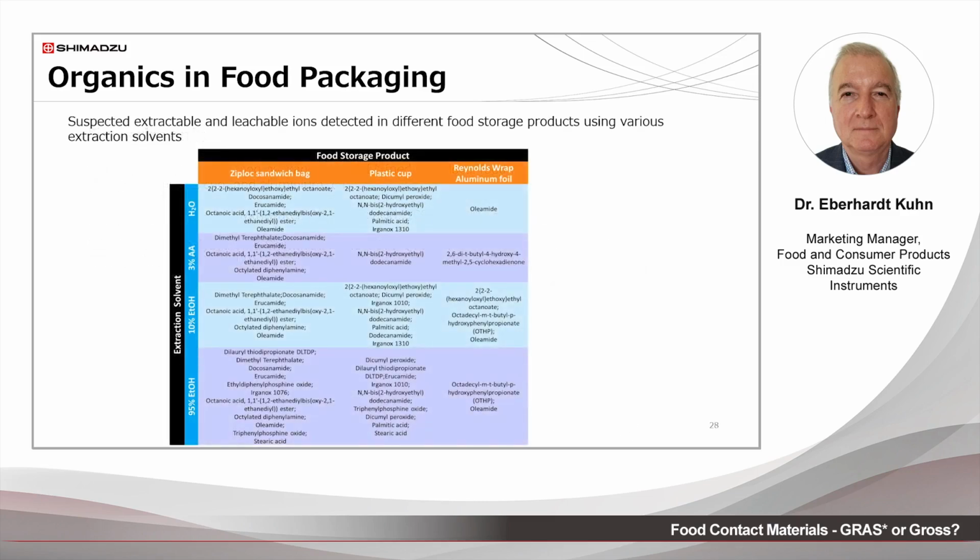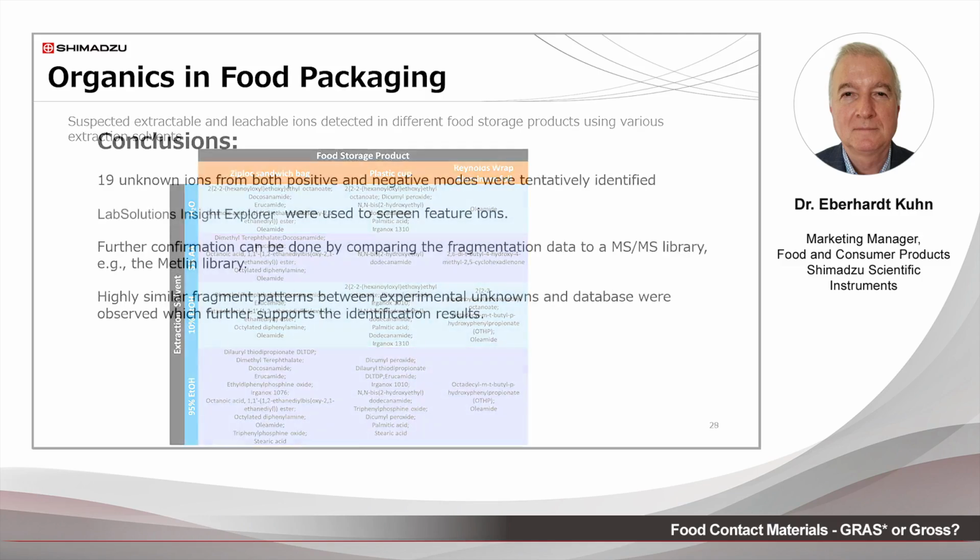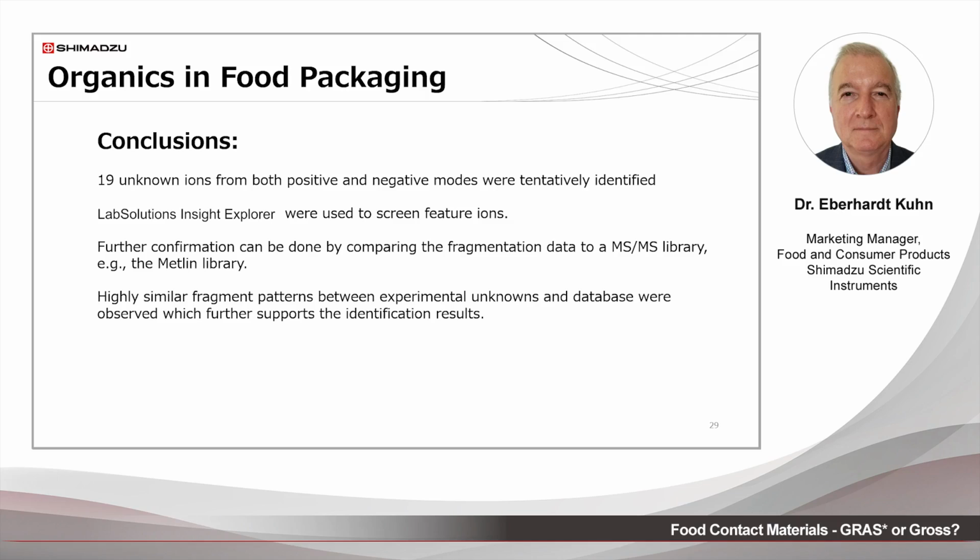Using some special features of the LabSolutions software, we were able to identify a number of different contaminants in the different food contact materials using the different food simulants. Using Shimadzu Insight Explorer and LabSolutions Browser, we were able to screen these ions and identify 19 unknown ions from both positive and negative modes. We were able to further confirm these ions by looking at the fragmentation data and comparing them to a commercial library, such as the MassBank library for MS/MS. Similar fragmentation patterns between the unknowns and the database basically confirm the identification of those compounds.